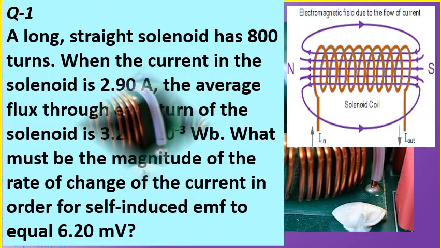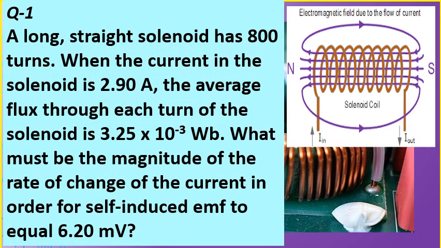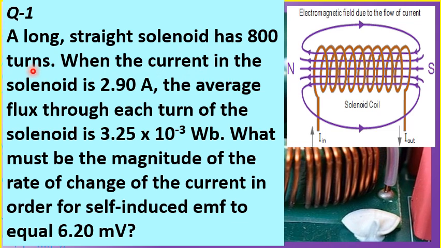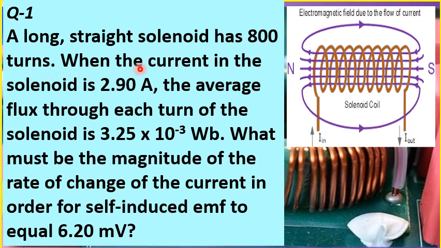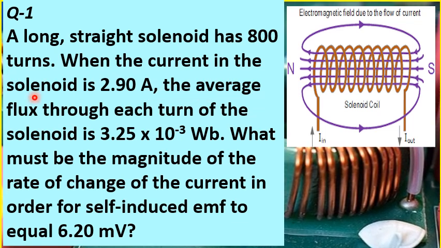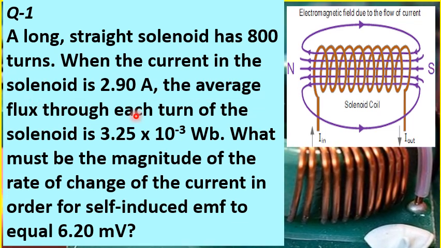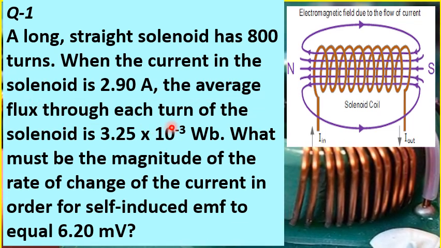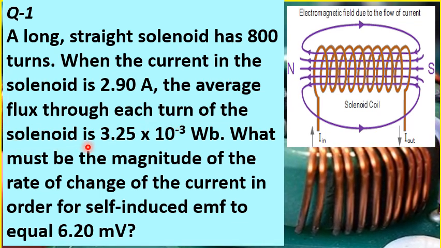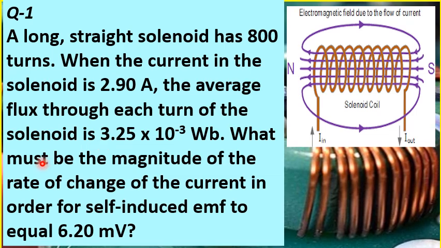A long straight solenoid has 800 turns. When the current in the solenoid is 2.90 amperes, the average flux through each turn of the solenoid is 3.25 times 10 to the negative 3 Weber. Question: what must be the magnitude of the rate of change of the current in order for self-induced EMF to equal 6.20 millivolts?